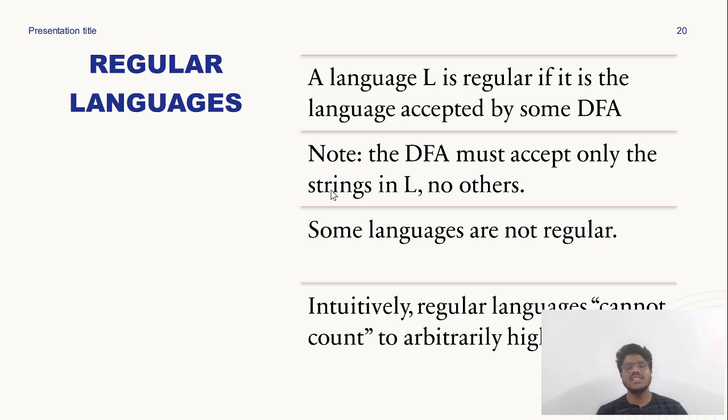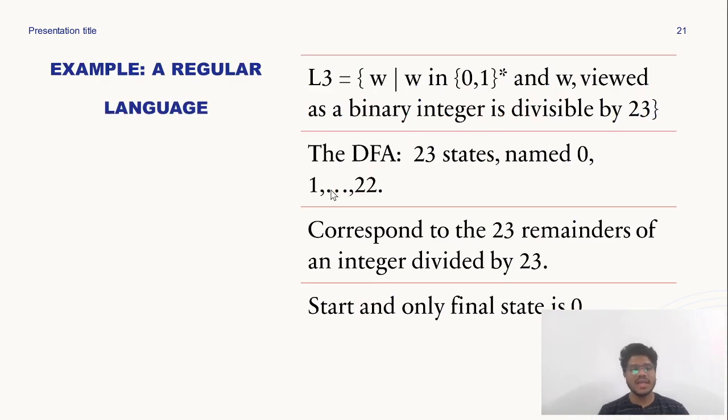So, as we can see here, the languages that we are seeing are accepted by the DFA, and the strings are in L. So we can say some languages are accepted, but others are not. Thus we can move to the next example, regular languages.